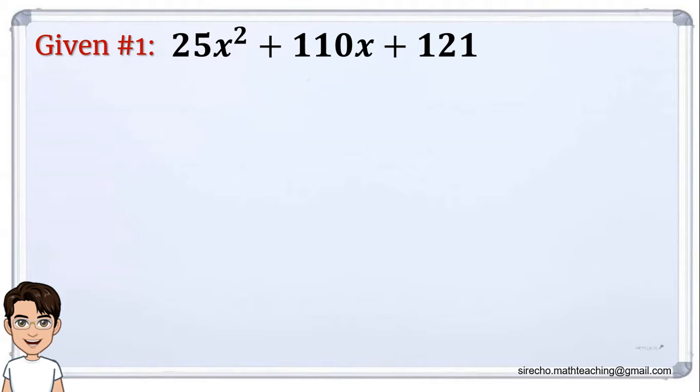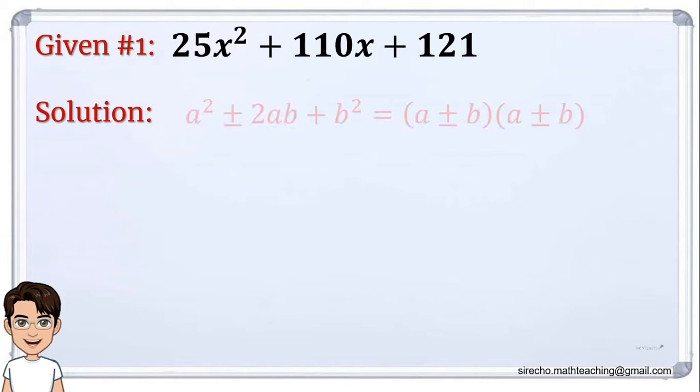So kung babalikan natin, ano ba ang perfect square trinomial? A perfect square trinomial can be represented in this way, na kung saan ang first term at saka ang last term ay perfect square, and then the middle term is the result when you multiply 2 times the square root of the first times the square root of the second. So 2 times A times B. So ang magiging factor niyan ay ganito ang magiging itsura.